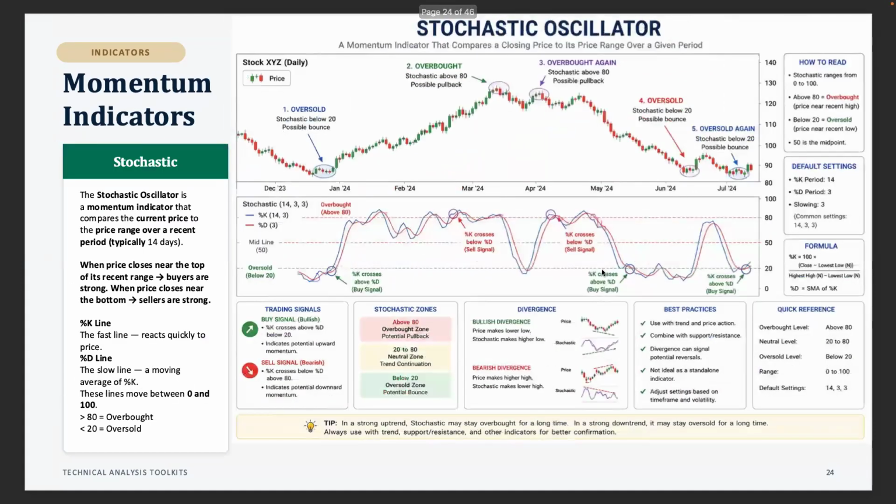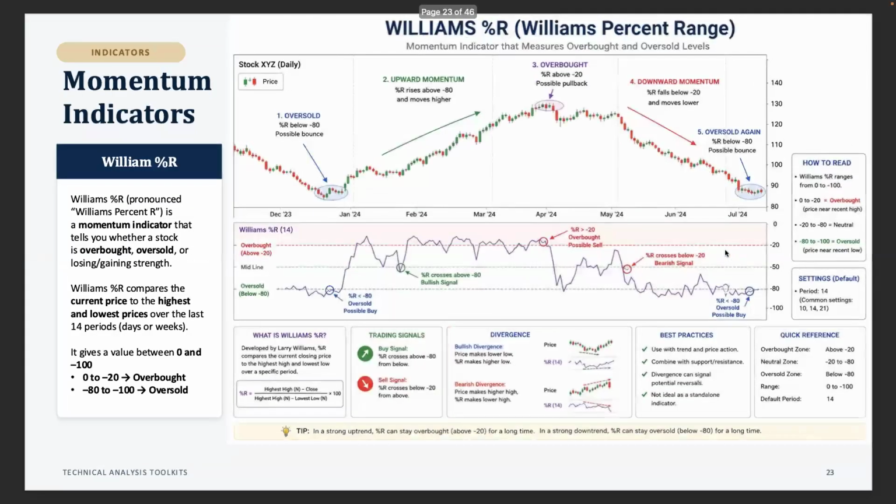The same thing goes for the stochastic oscillator. The stochastic oscillator moves between 80 and 20. You read and interpret it in a similar way to Williams %R or RSI. So you pick whichever one you are comfortable with. I usually use Williams %R and RSI. I'm kind of comfortable with that.